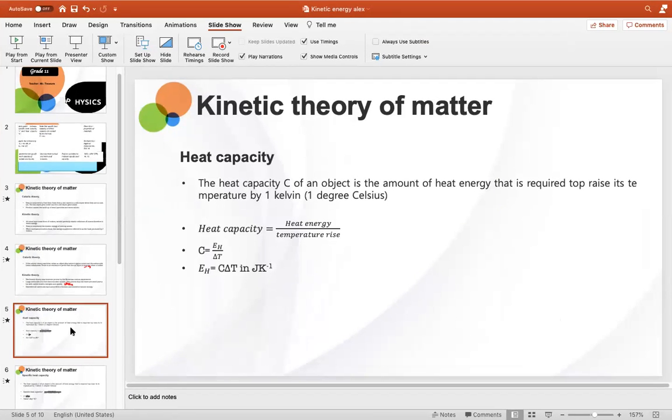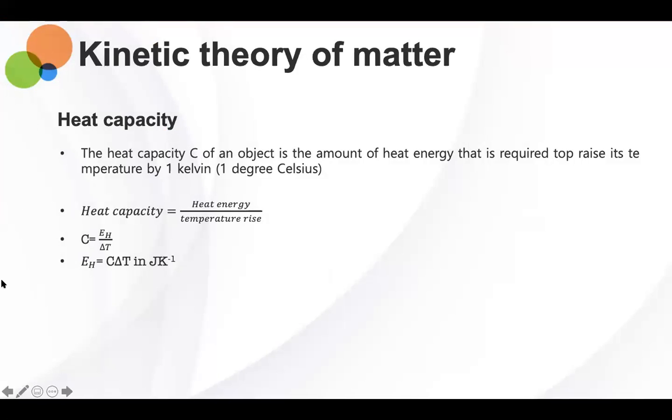So we have temperature in degrees Celsius and we have temperature in Kelvin. All right. So we look firstly at heat capacity. This says that the heat capacity of an object is the amount of heat energy that is required to raise its temperature by 1 Kelvin or 1 degree Celsius.